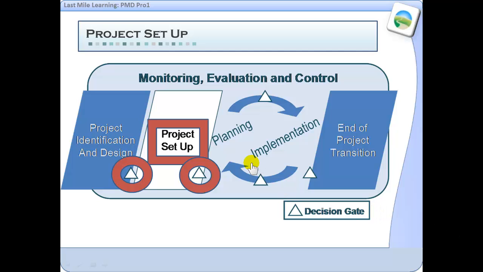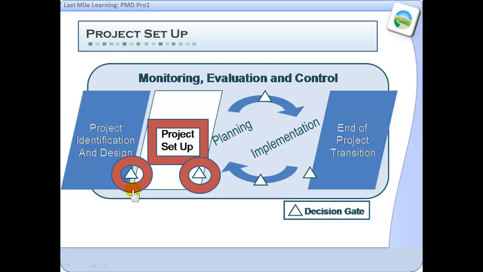This is again a reminder of what the phase model for the PMD Pro looks like. We are now in the second phase, project setup. The previous version of the PMD Pro guide called this the project initiation phase. We changed it because even though that's an accurate description for the industry, the way that they study project management, for the NGO and international development community, a lot of the initiation takes place earlier during the project identification and design phase. So it's now called project setup, which I think is a very accurate description.